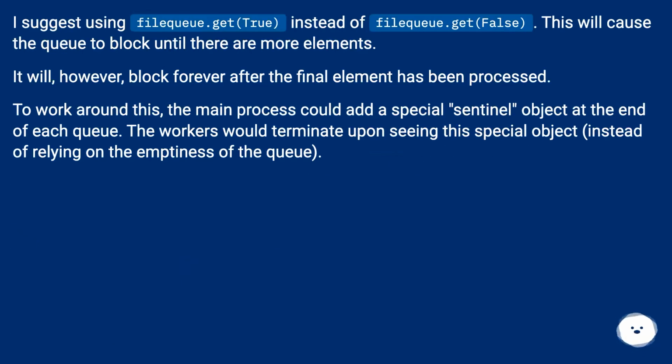I suggest using filequeue.get(True) instead of filequeue.get(False). This will cause the queue to block until there are more elements. It will, however, block forever after the final element has been processed. To work around this, the main process could add a special sentinel object at the end of each queue. The workers would terminate upon seeing this special object, instead of relying on the emptiness of the queue.